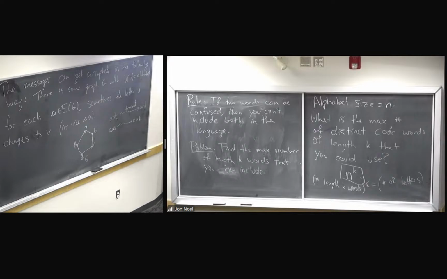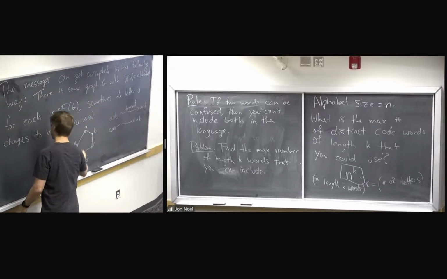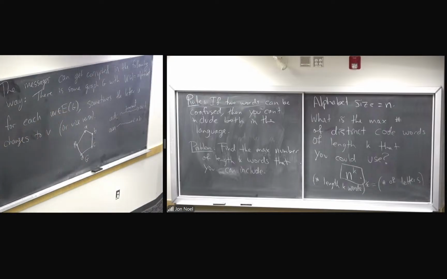Any questions about this? Is the setup okay? So you want to make as many words as you can, such that none of them can be confused. If this graph has no edges, then the answer is going to be n to the k again, right? But if you have an actual graph there, it's going to be a more complicated problem.